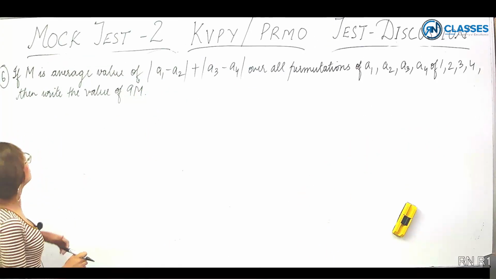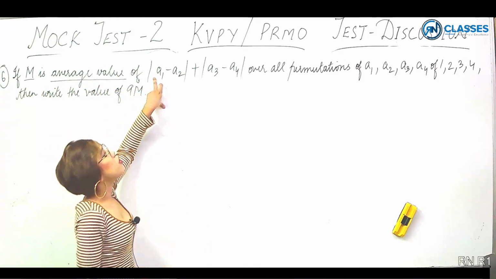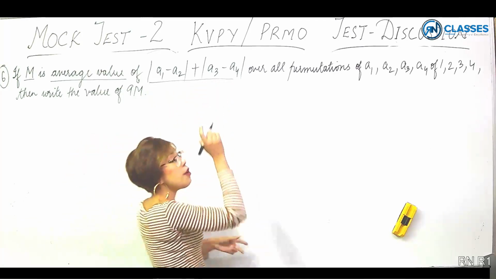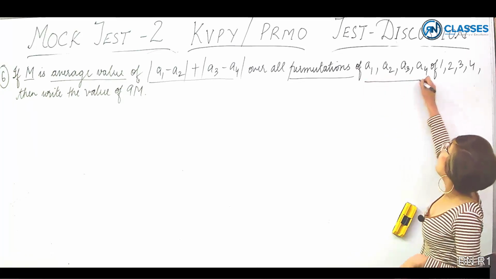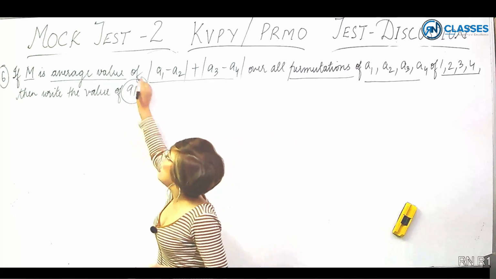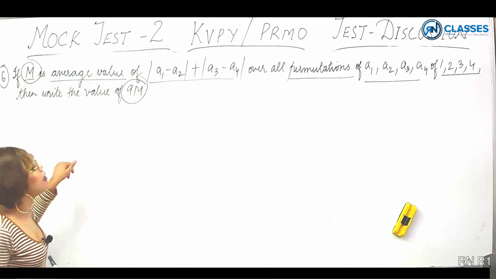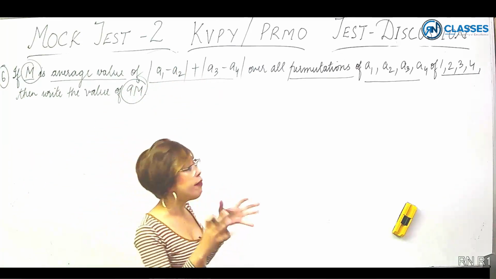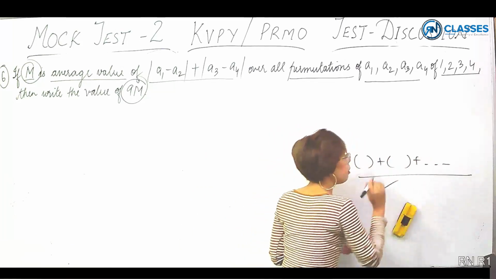Alright, so the next question is, if m is the average value of absolute value of a1 minus a2 plus absolute value of a3 minus a4 over all permutations of a1, a2, a3, a4 over 1, 2, 3, 4, then write the value of 9m. Clearly, I need to find the value of m. Right, now he says m is the average value of this over all permutations. Now, average is what? Sum of all observations divided by total number of observations.